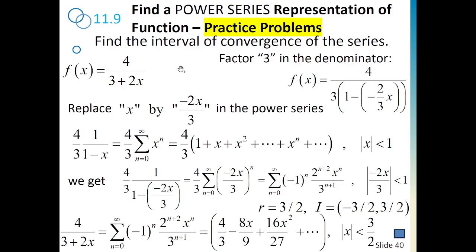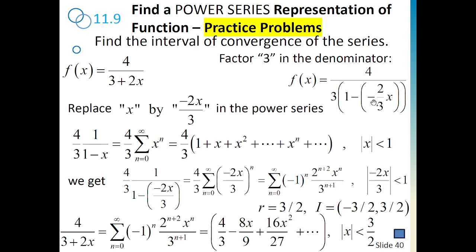Another example, similar to the previous one. Here, the 4 is not a problem, we'll multiply everything by 4 anyways. Again, here we have 3 plus 2x. If we had 1 plus 2x, it would be easier. So what do we do? We factor 3. So factoring 3, I'll have 1 plus 2x over 3.